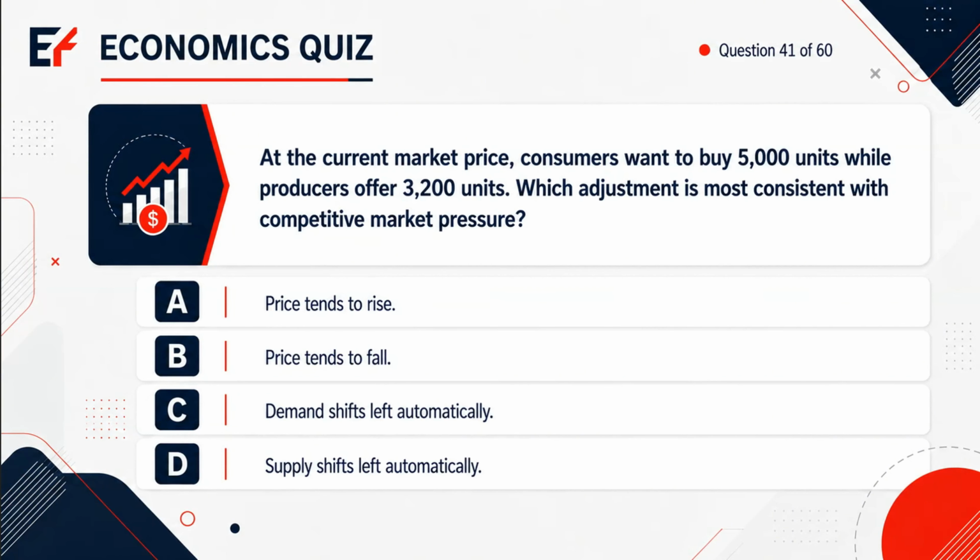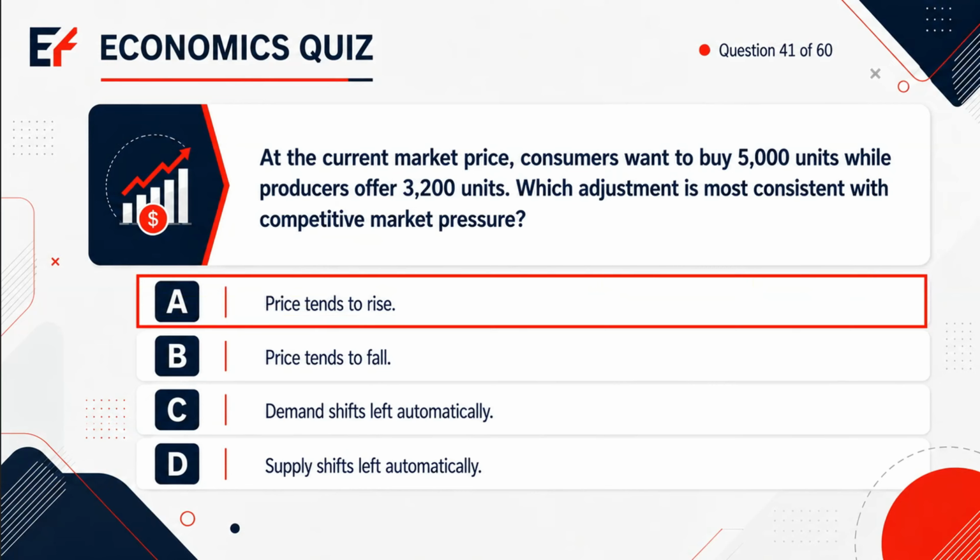Question 41. At the current market price, consumers want to buy 5,000 units while producers offer 3,200 units. Which adjustment is most consistent with competitive market pressure? A. Price tends to rise. B. Price tends to fall. C. Demand shifts left automatically. D. Supply shifts left automatically. The correct answer is A.